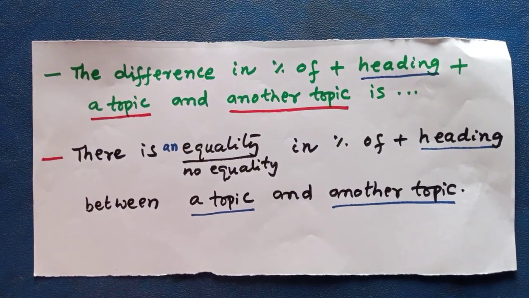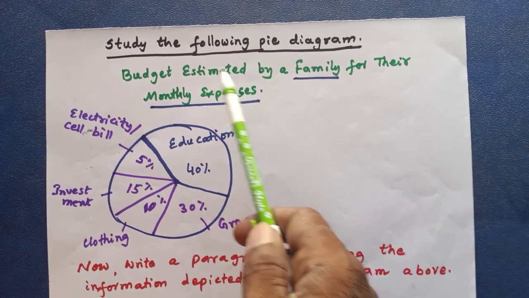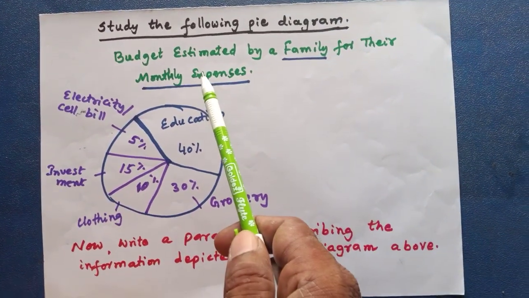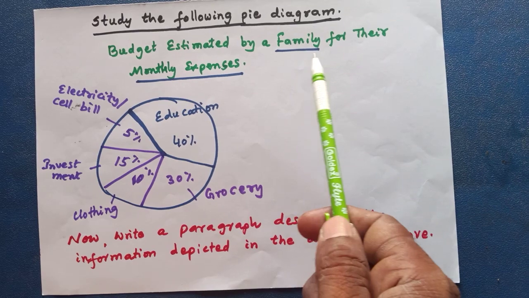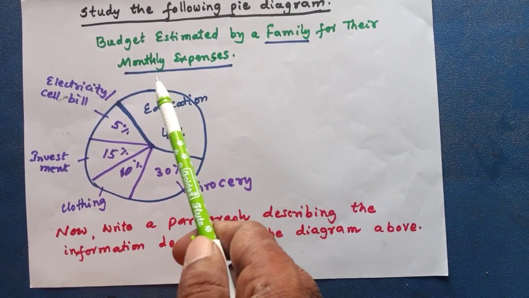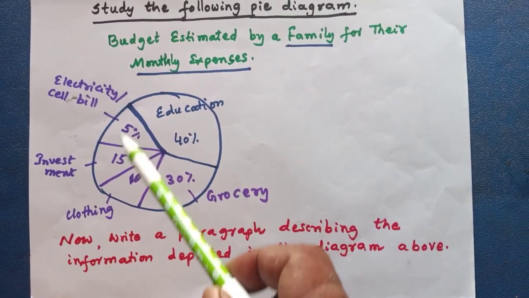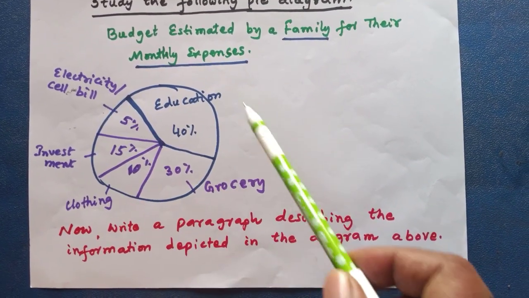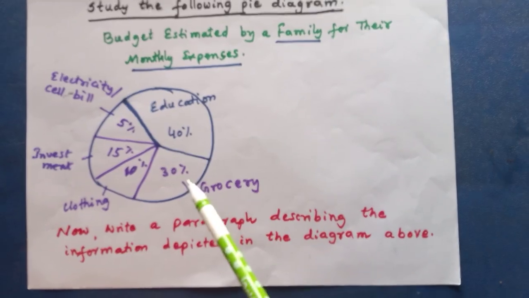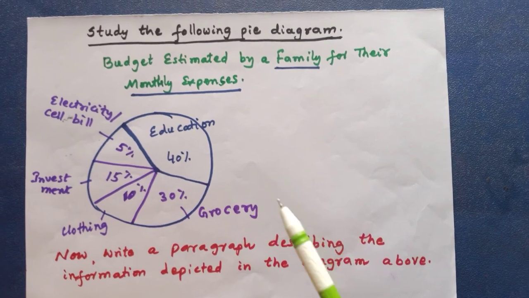Let us take another example. Here is another example. Study the following pie diagram: budget estimated by a family for their monthly expenses. Here the heading is family's monthly expenses. These are the sectors and these are the topics and these are the values. And now how to write a description from this one.